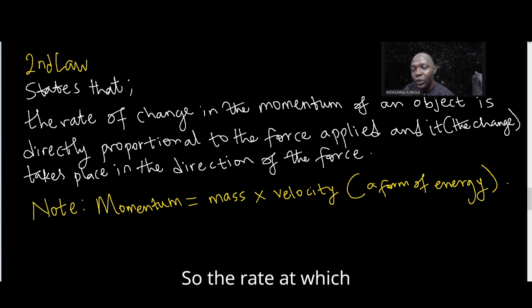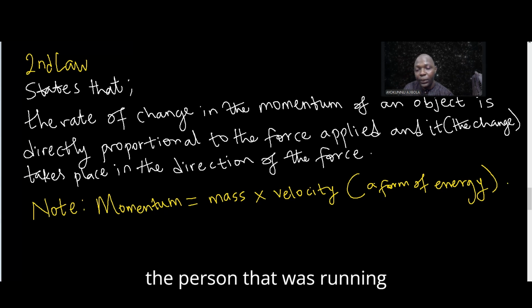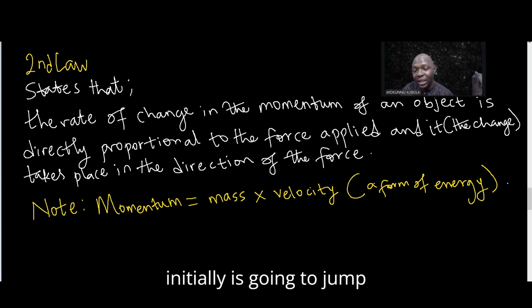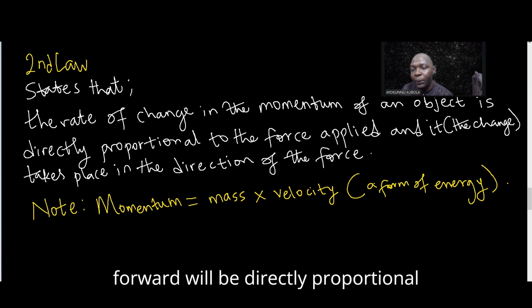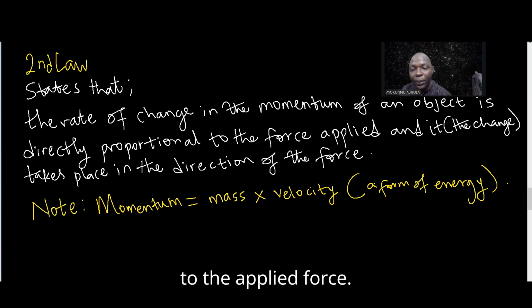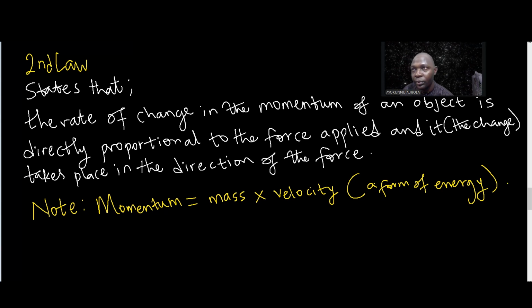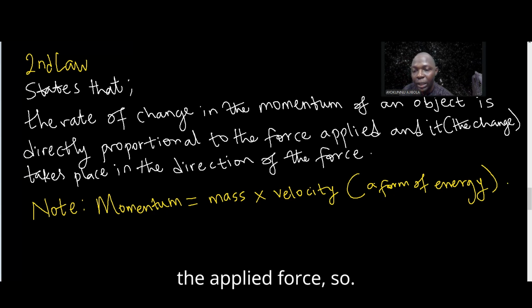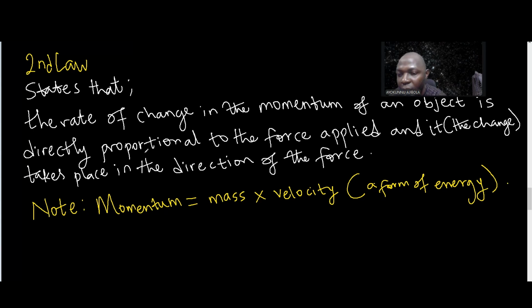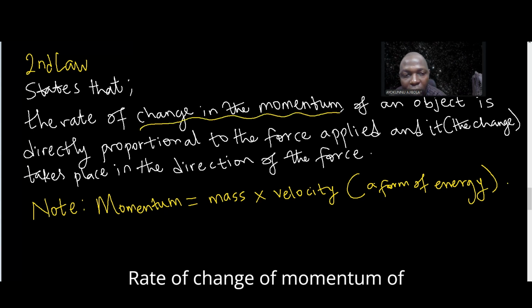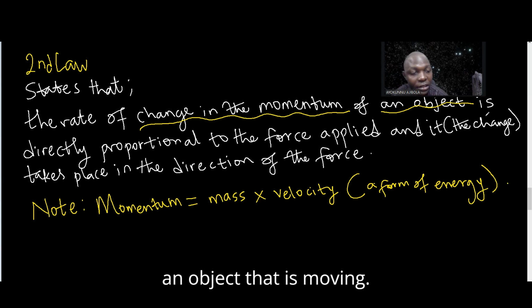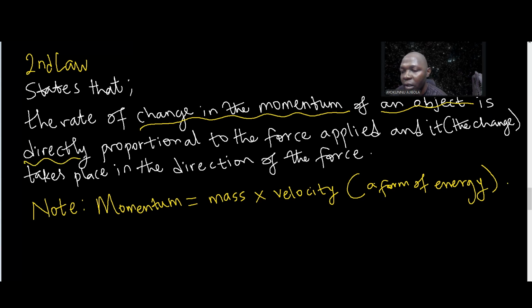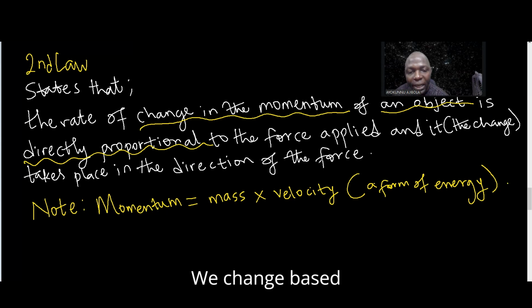Okay. So the rate at which the person that was running initially is going to jerk forward will be directly proportional to the applied force. It will be directly proportional to the applied force. So, the rate of change of momentum of an object that is moving will change based on the applied force.